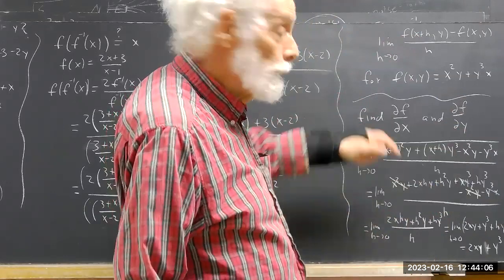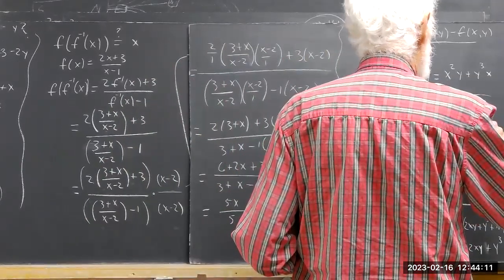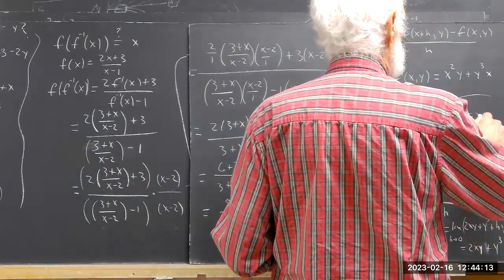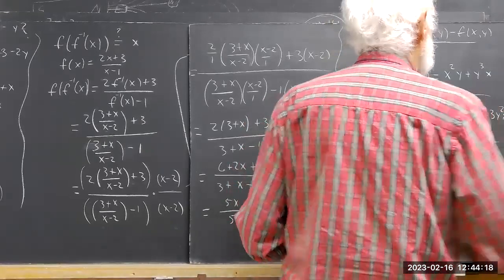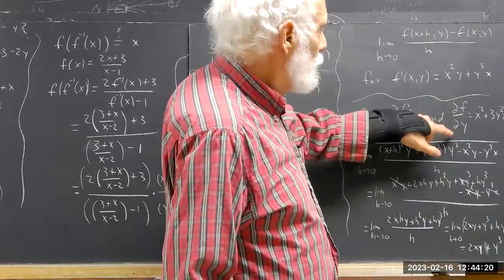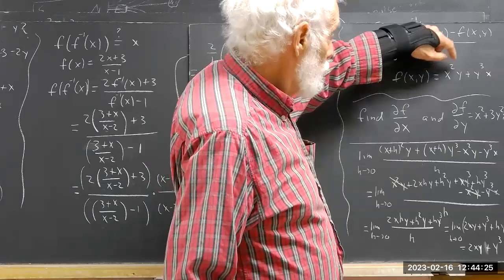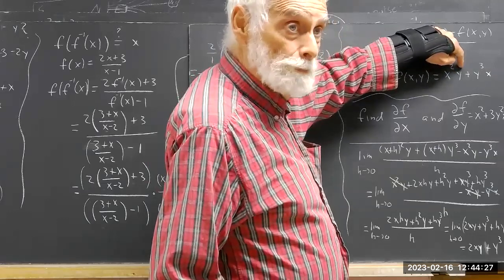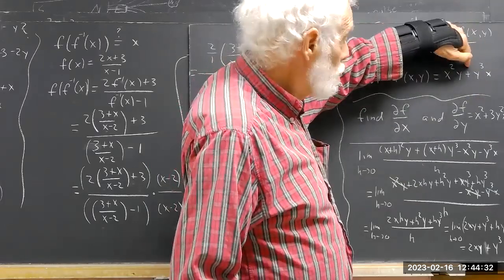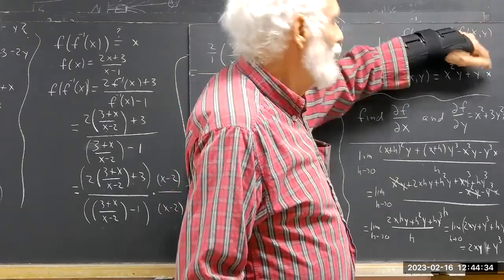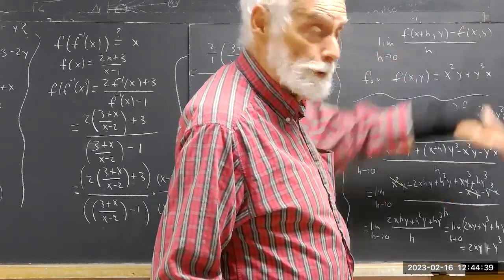Okay. And then the partial with respect to y. I'm not going to write these out. Okay, I'm going to write this out. If we take the partial with respect to y, we treat x as a constant. So we have x squared times the derivative of y with respect to y, which is 1, giving us x squared, and then x times the derivative of y cubed, which is x times 3y squared.